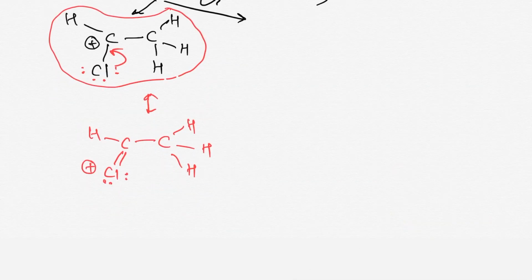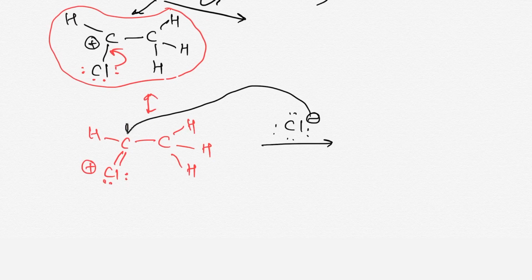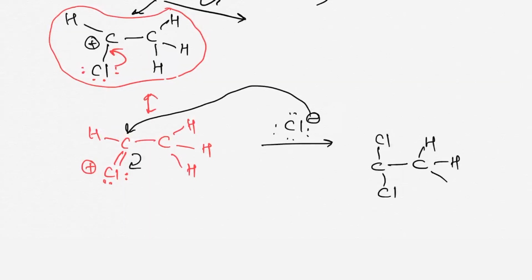In the next step, you have another chloride ion that you just created. So, it is going to come and attack to form this particular molecule. If you see, both the chlorines are on the same carbon, they are attached to the same carbon. So, when both the chlorines are on the same carbon, it is called a geminal dihalide.